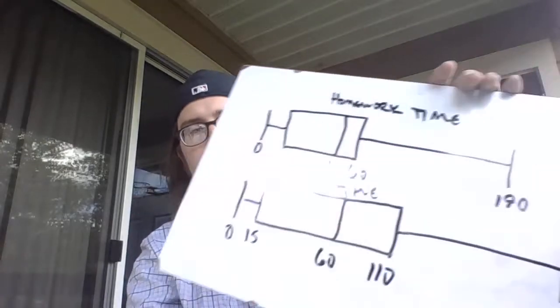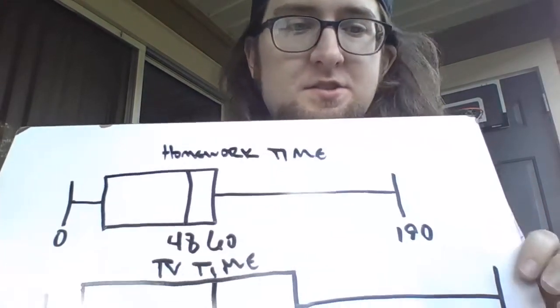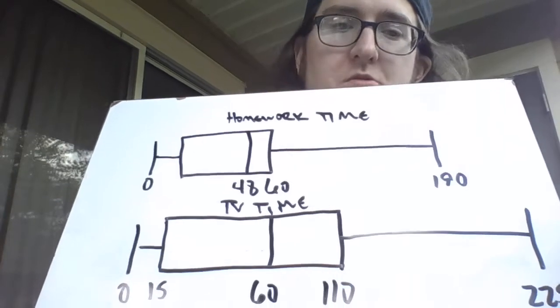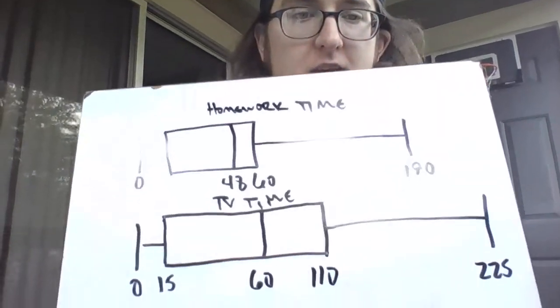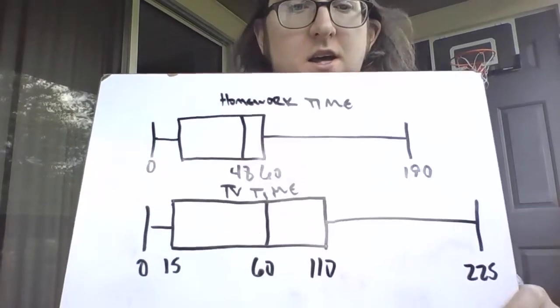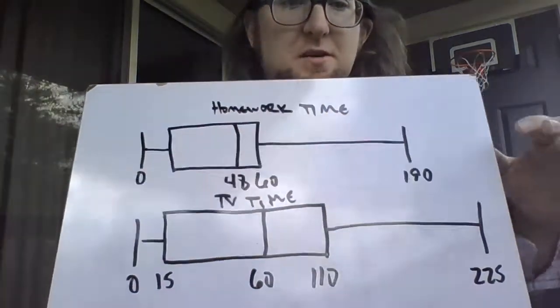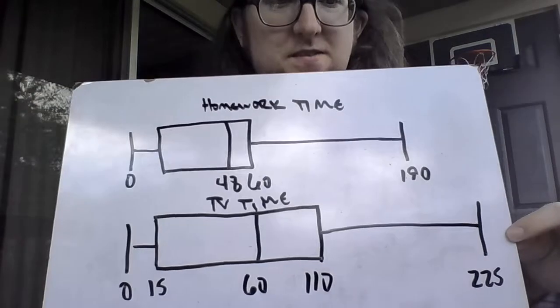So what I have here are two already made box and whisker plots. Took them from online, so credit where credit is due. If you're watching this video and you're like, hey, I made that, okay, it's yours. I'm not taking it. So here are your two box and whisker plots. They're comparing homework time to TV time.